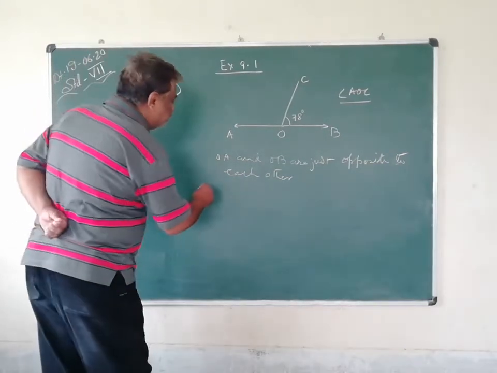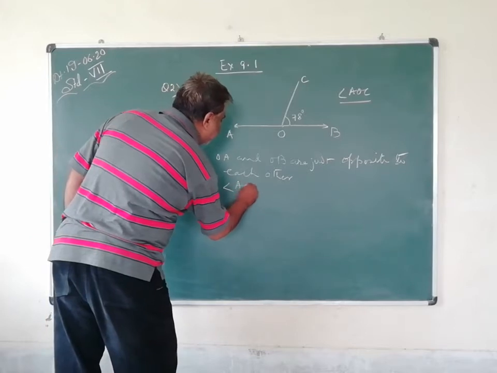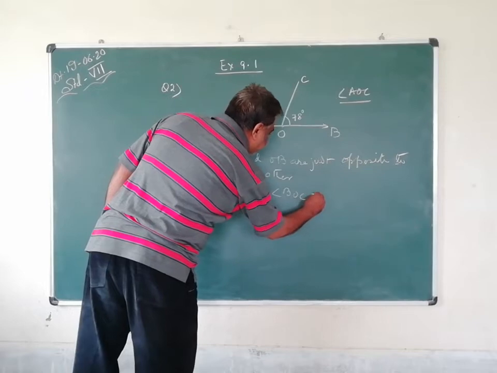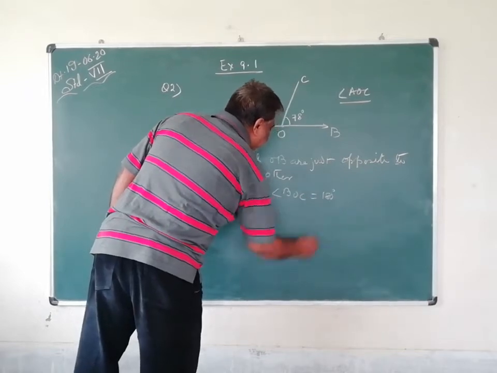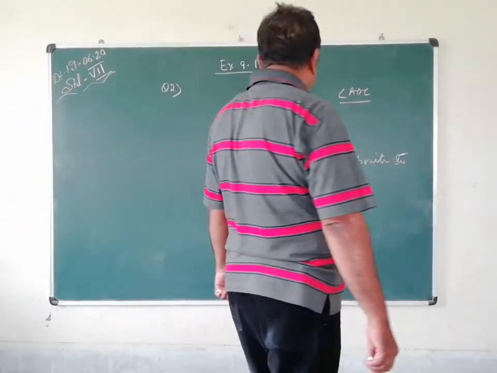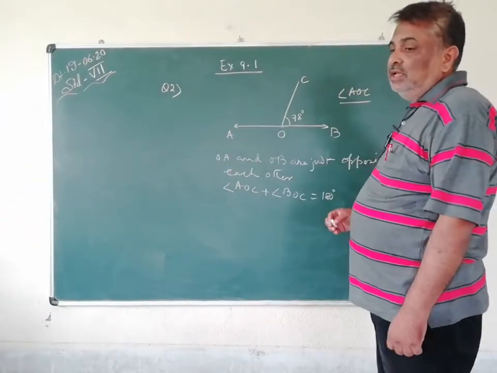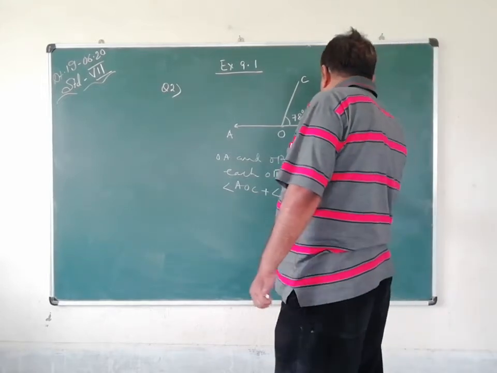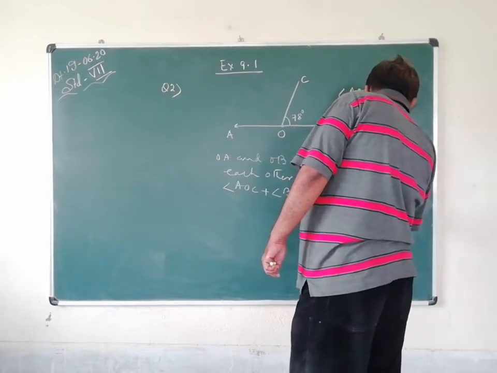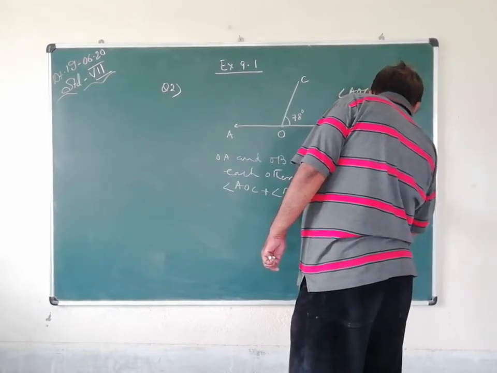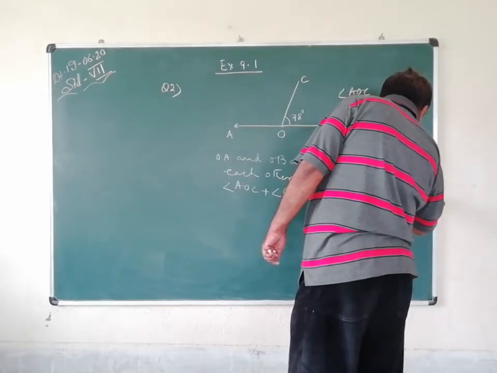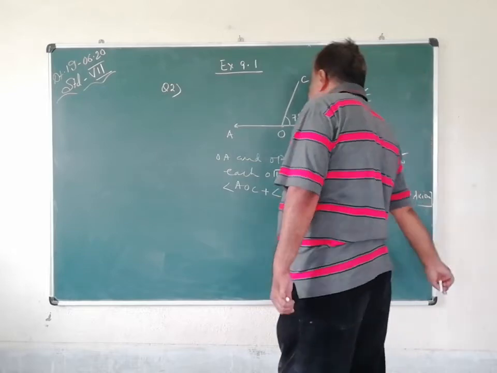So what do I have to write here? I will write AOC plus BOC is equal to 180 degrees. We should know one more thing: whenever I write this, I have to give the reason. Without a reason, in geometry you will not get the mark. You cannot score marks. So from here we will write linear pair axiom. What is the linear pair axiom?